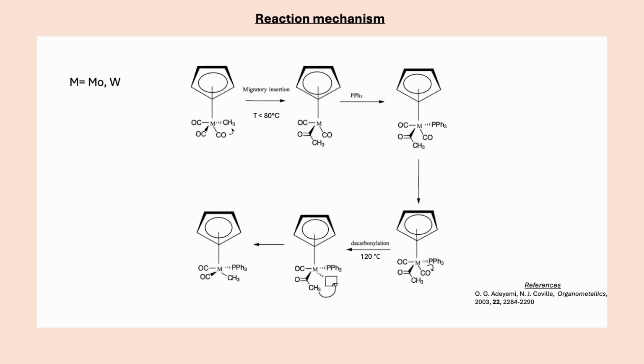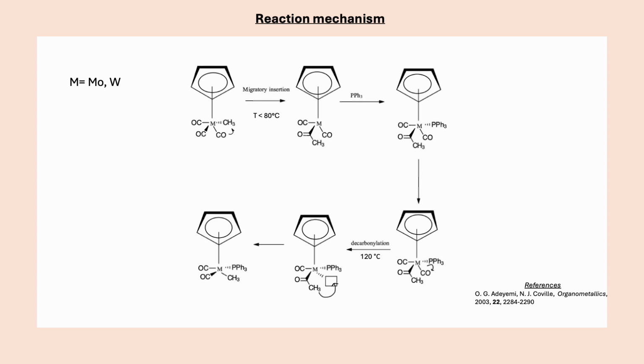Below shows a mechanism of a migratory insertion reaction followed by decarbonylation. The carbon monoxide ligand inserts into the metal ligand bond, in this case between the metal and the methyl ligand. The arrows show the movement of electrons that lead to formation of a new metal carbon bond.